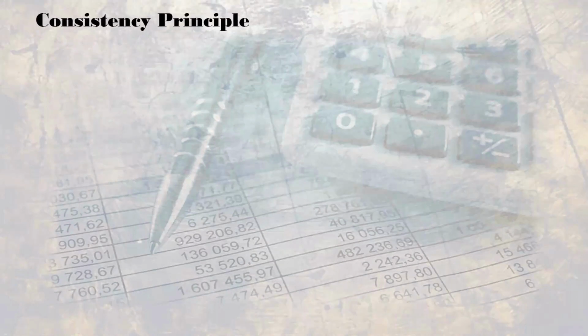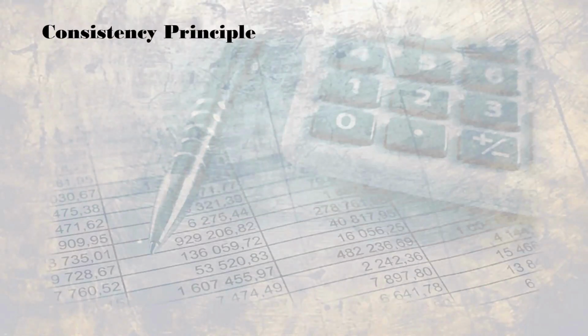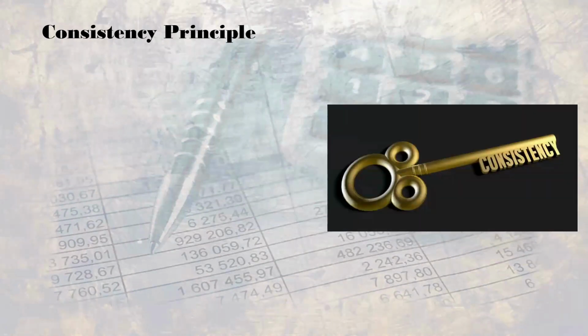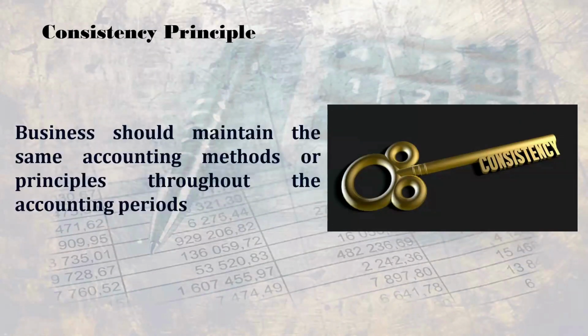That is the fourth one, consistency principle. Consistency principle means we are maintaining the same standard, same principle throughout the academic year. That is, business should maintain the same accounting methods or principle throughout the accounting periods. That is called the consistency principle.